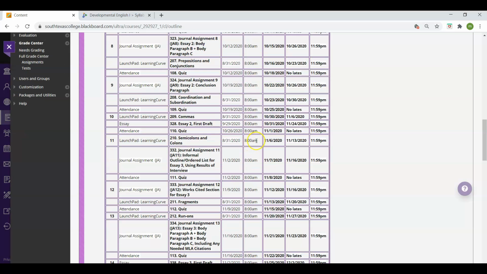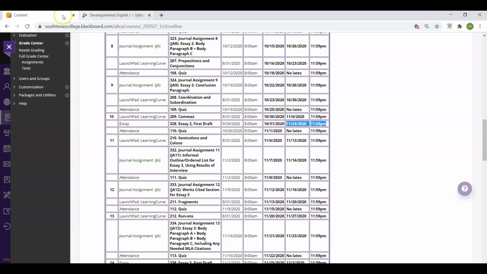Okay. All right. So essay number 2, first draft, November 24th, that's when it's due. Okay, just to be clear on that. All right? For the many who have not turned in that yet. All right.